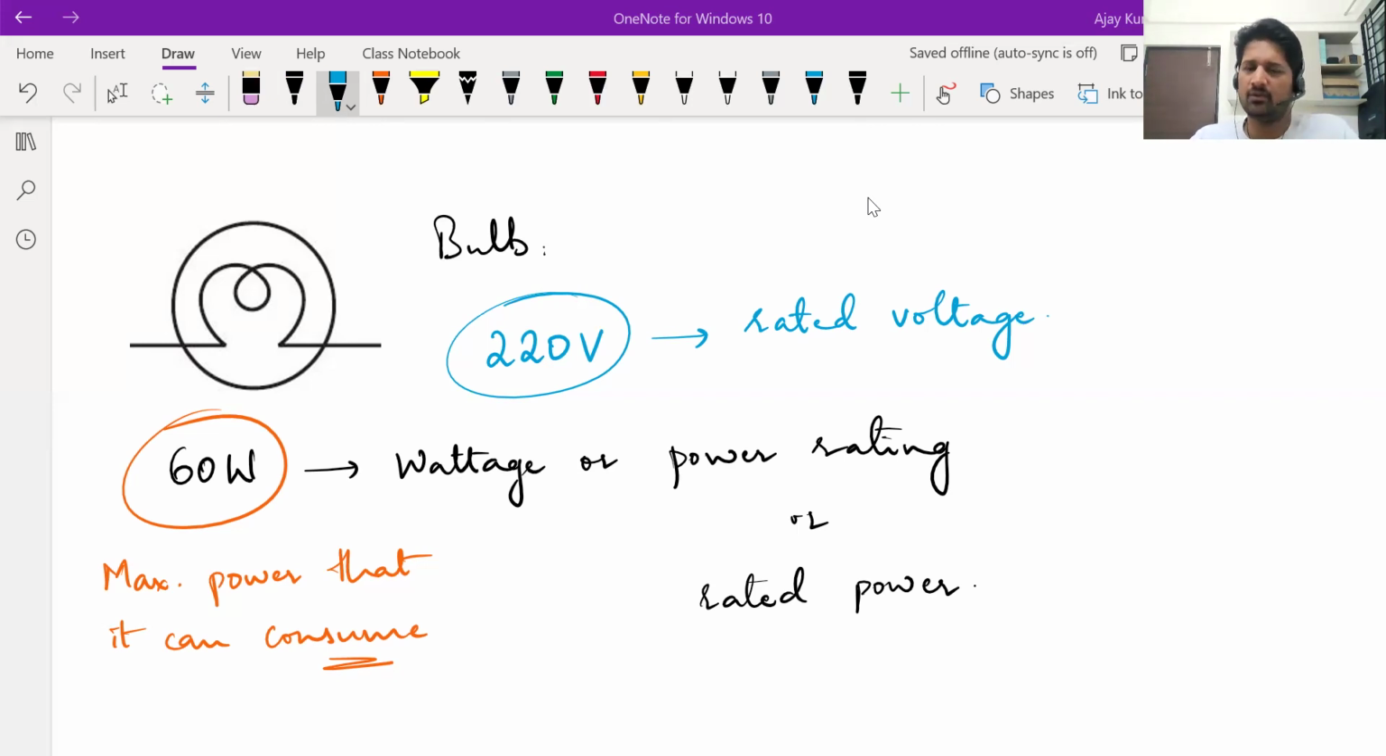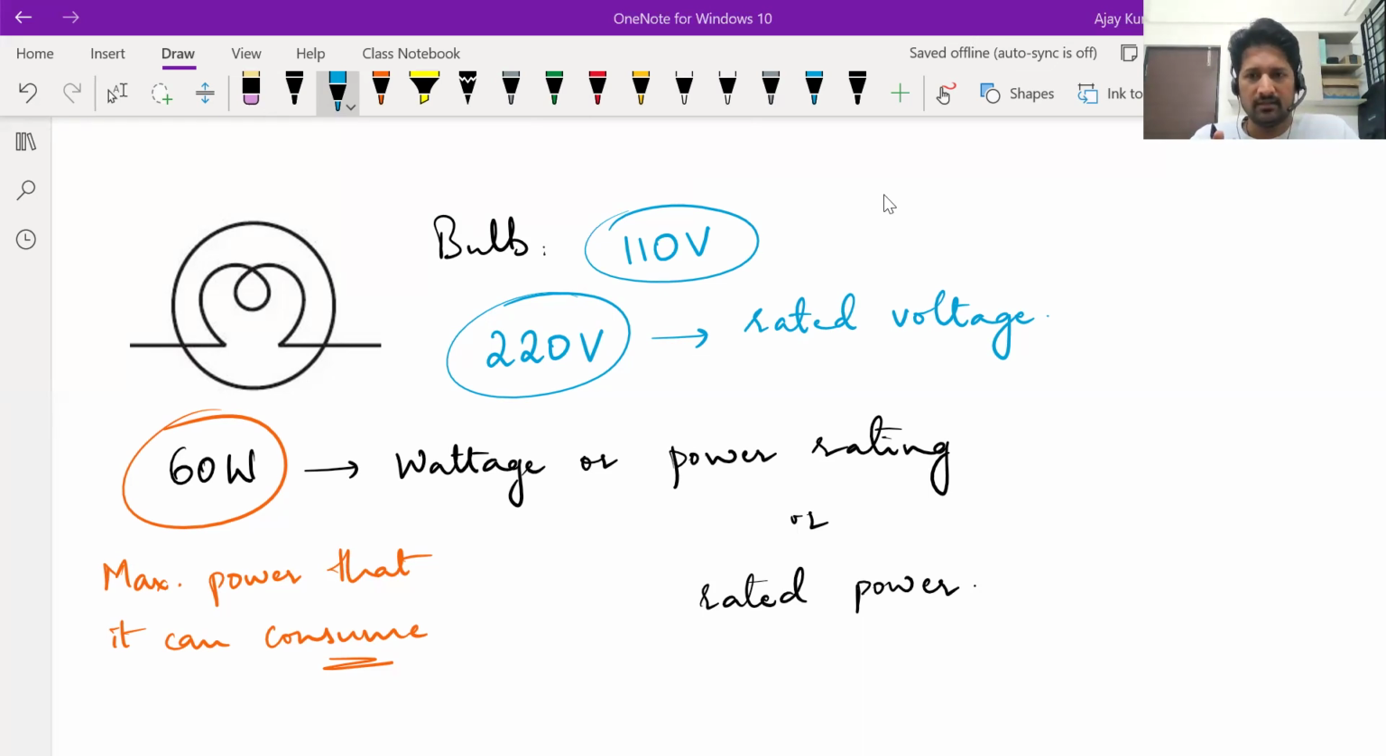On sockets, if they write 220, that means the socket can provide a voltage of 220. That's fine. What does the 220 on a device mean? And if you see devices imported from US, or the devices which they use there, I think it is around 110 volts. US or UK, I don't remember. They use 110 volts. What do these numbers suggest?